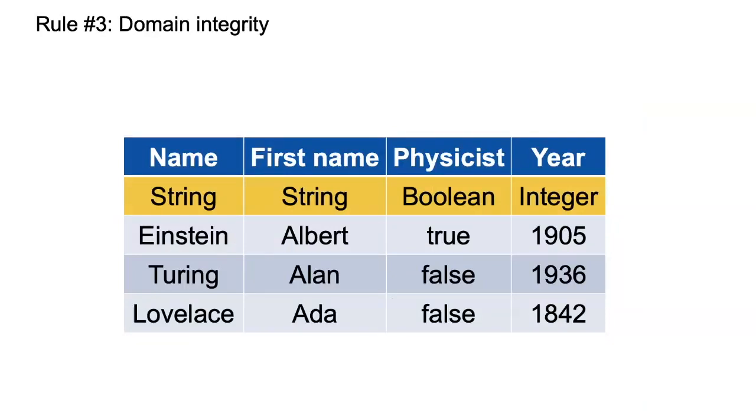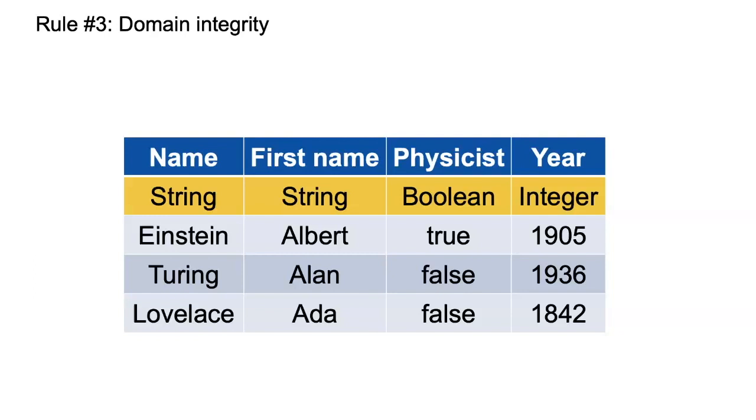And the third one, the third rule that I want to enforce, is domain integrity. Domain integrity is something about the columns. Within the same column, I would like some consistency in the values that I find there.